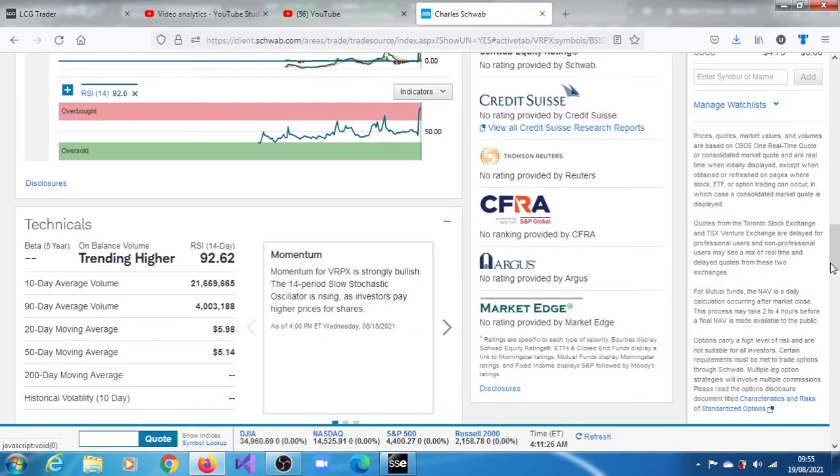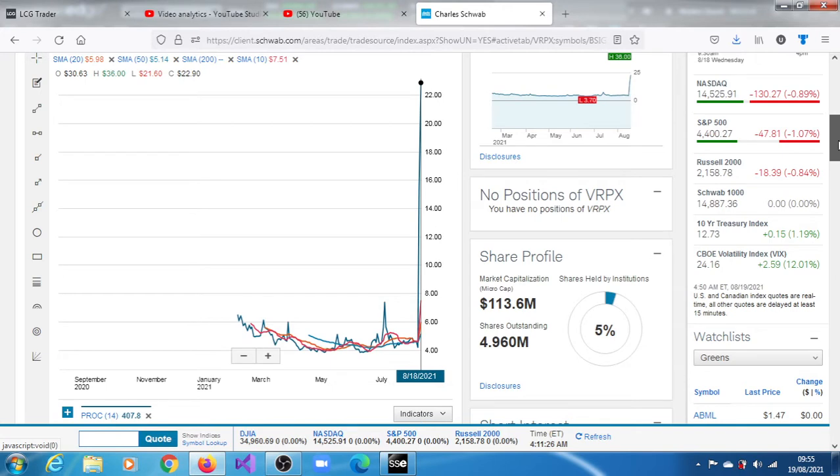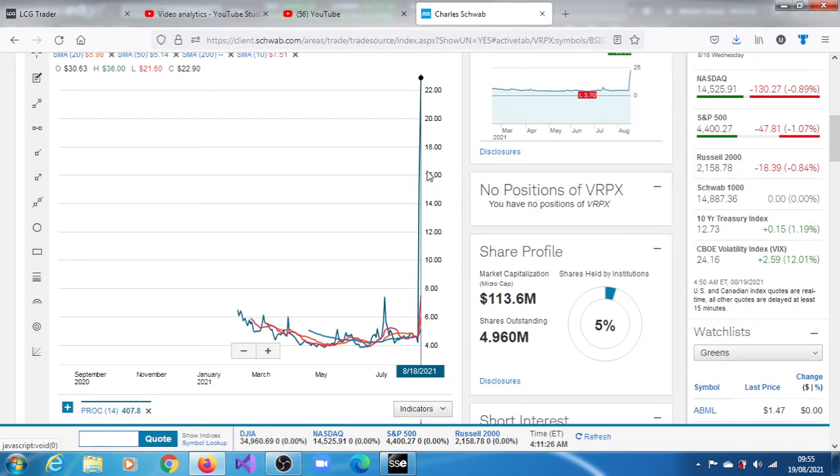So its momentum is evidently strongly bullish as investors pay higher prices for shares. The unbalanced volume indicator is strongly bullish. The slope of the indicator is positive and suggests that buyers are presently more active than sellers. So there is every likelihood that the stock is going to crash back. It has already done so.